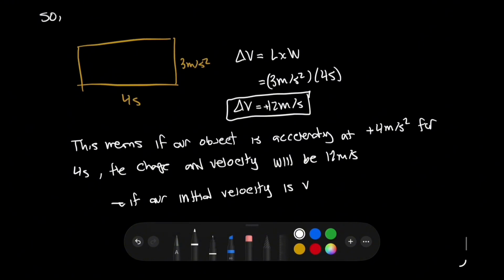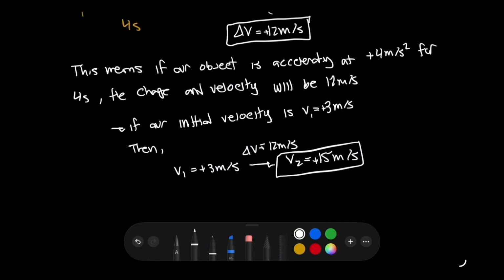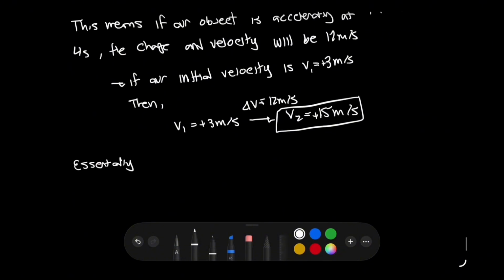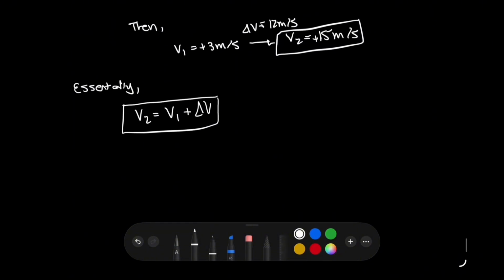So if, for example, our initial velocity is positive 3 meters per second, then this essentially means that our later velocity is going to be 15 meters per second, since we have a positive change of 12 meters per second, which can also be expressed by this general equation here. So v2 is just going to be equal to v1 plus our change in velocity.